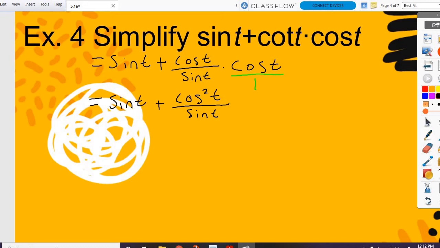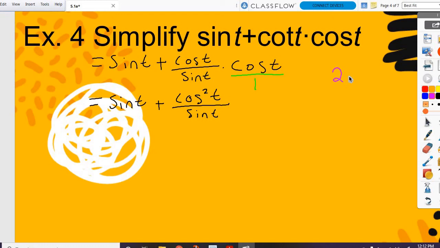Alright, well we're getting closer, because now instead of having 3 trig functions, we only have 2, so that's helpful. However, we still have addition and a fraction going on there. Okay? So if I wanted to add those two things together, what would we need to do? Get a common denominator? Yeah, get a common denominator.